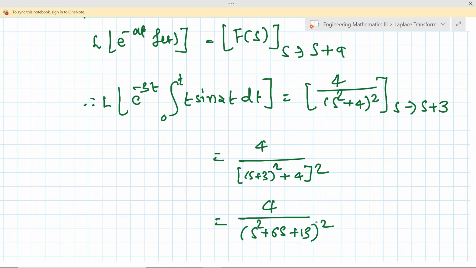So hope you understand this. There are a lot of examples that I have solved, so you just need to solve all those examples.